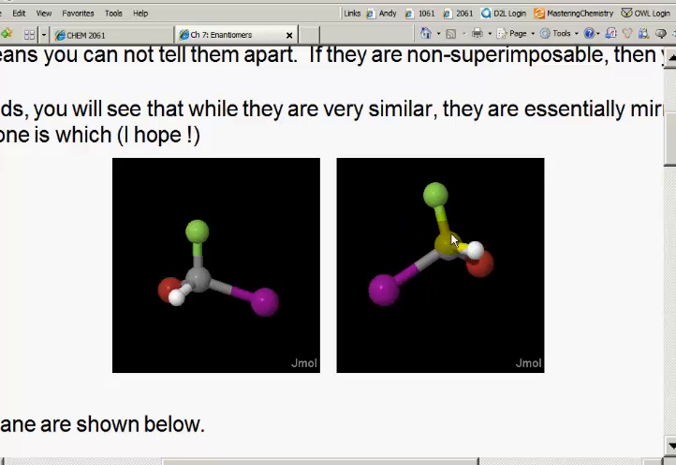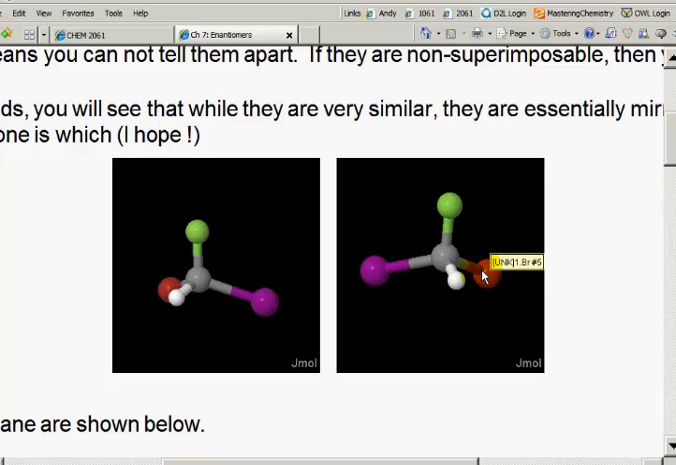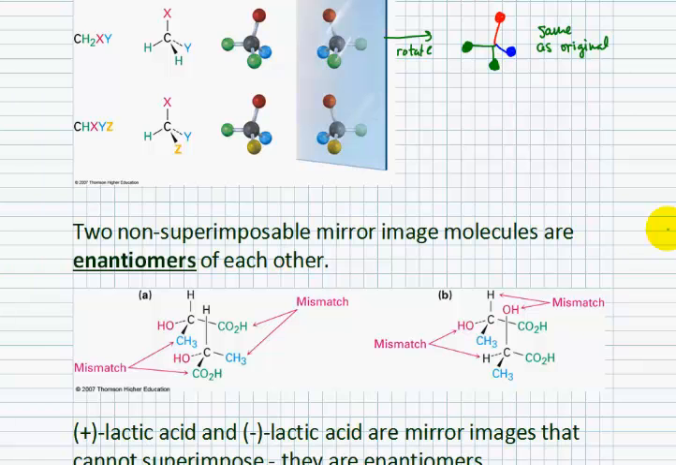There's nothing I can do to get everything to match up with each other. Here, let me try to match up red and purple, for instance. Yeah, then green and white are switched. So they're mirror images of each other, as we can hopefully see. There you can see they're mirror images of each other like that. But there's nothing that I can do to make those superimpose with each other. When that happens, those 2 non-superimposable mirror images are called enantiomers of each other.